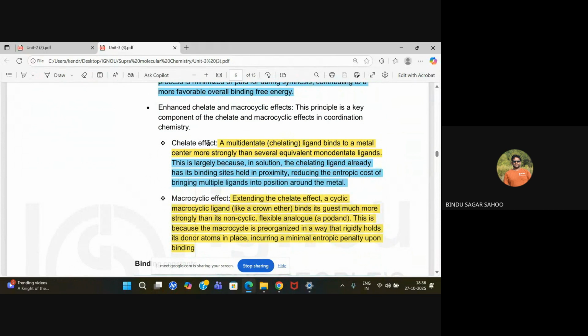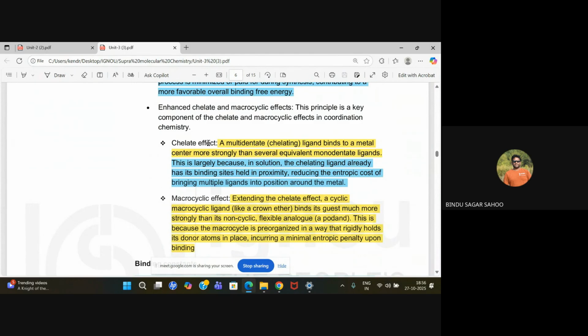Okay, it is forming a stronger complex compared to the equivalent monodentate ligands. This effect is larger because in solution, chelating ligands have a greater number of binding sites in proximity, and it can reduce the entropic cost by bringing the multiple ligands into the proper position to coordinate with the metal atom. Okay, so simply you can say you are taking the [Co(Cl)6]3- complex and the [Co(en)3]3+ complex.